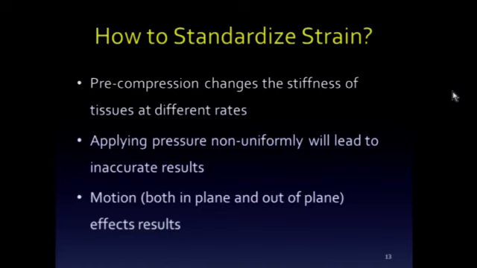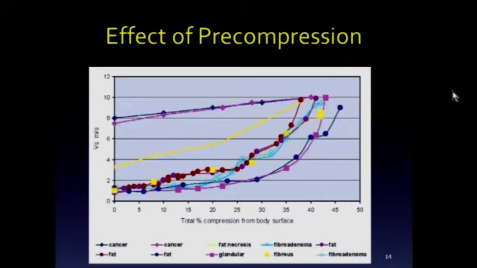So how do we standardize strain? Pre-compression changes the stiffness of tissues at various rates. Applying pressure non-uniformly will lead to inaccurate results, and motion both in plane and out of plane will affect results. So having the carotid not in your plane when you're doing a thyroid does not mean that you're not having motion artifacts from the carotid, because it's still pulsating out of the plane and may be affecting your measurements.